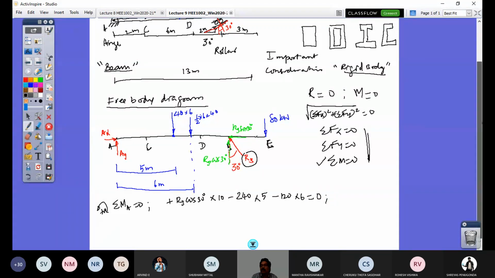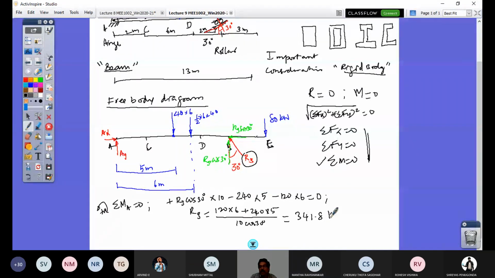So now it's simple to work out this unknown RB. RB would be equal to 120 into 6 plus 240 into 5, divided by 10 cos 30. So what is your answer? RB you would get as 341.8 kilonewton.